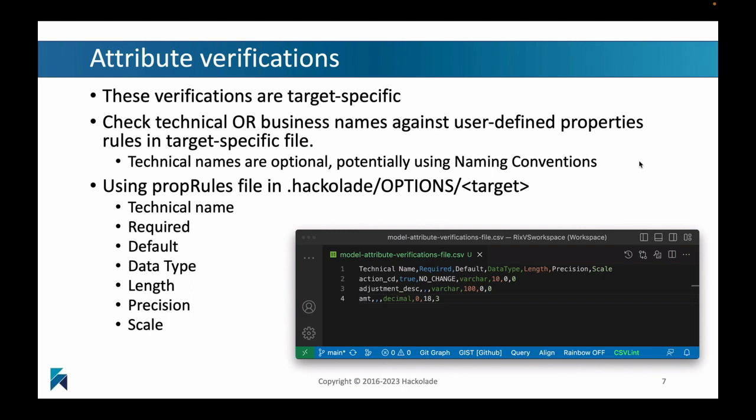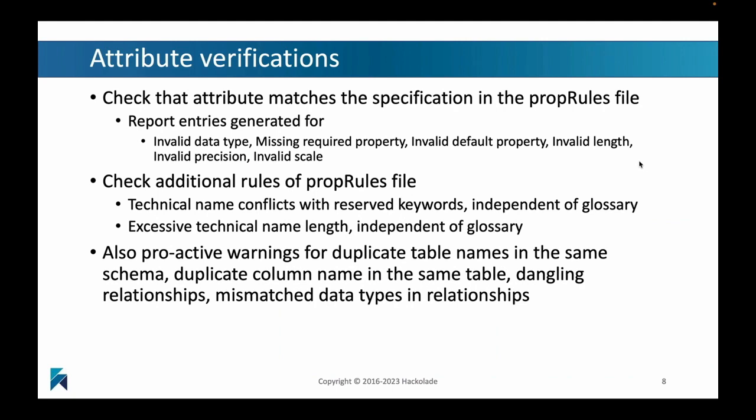So it will check the technical or the business names against user-defined properties and user-defined property rules that are in a target-specific file. Right? So the technical names are optional, and potentially it might be using naming conventions. Using this file, we're going to verify the technical name, whether or not it's required, the default value, the data type, the length, the precision, and the scale of a particular data object. We will also check that the attribute matches the specification in this file and generate report entries for problems against that validation. We will also check additional rules in that file, right?